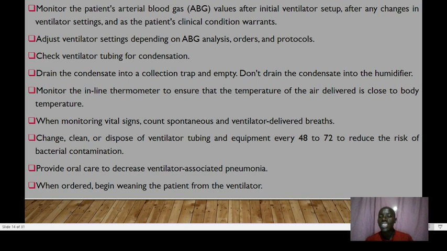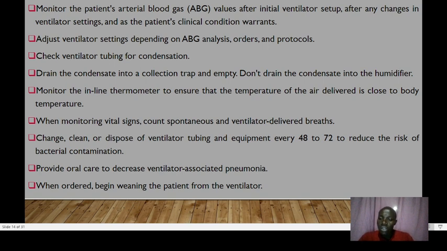So you have to monitor the inline thermometer to ensure that the temperature of the air delivered is close to the body temperature. When you are monitoring the vital signs, you have to count the spontaneous and the ventilator delivered breaths. You change, clean, or dispose of ventilator tubings and equipment, and this should be done every 48 to 72 hours. And the major reason is to reduce the risk of bacterial contamination.